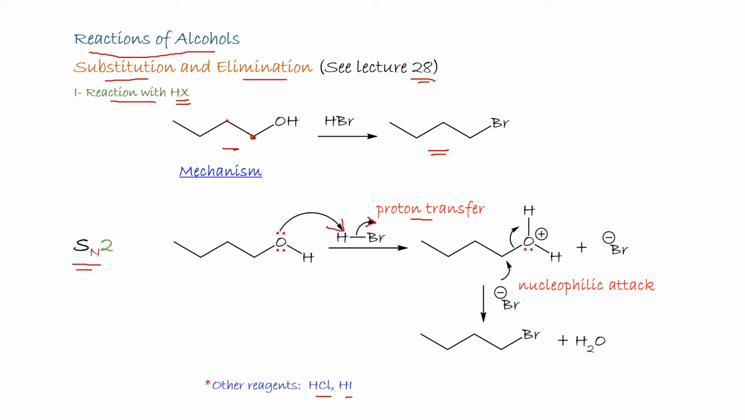To form the oxonium ion, which is a good leaving group. So Br minus attacks as a nucleophile, kicking the water molecule out, a stable, good leaving group. So nucleophilic attack to give the alkyl bromide.